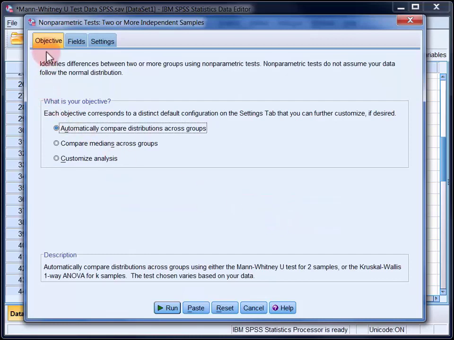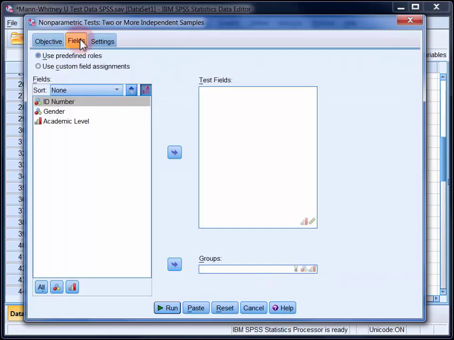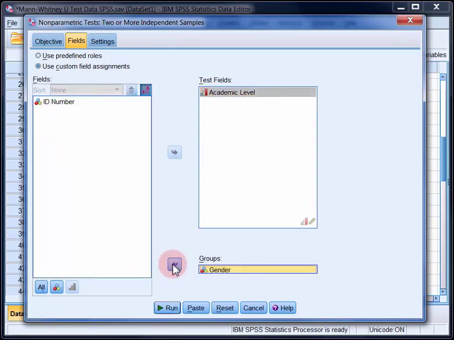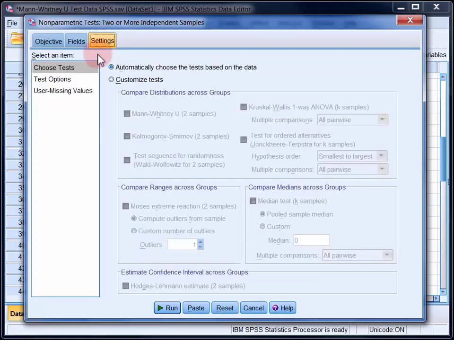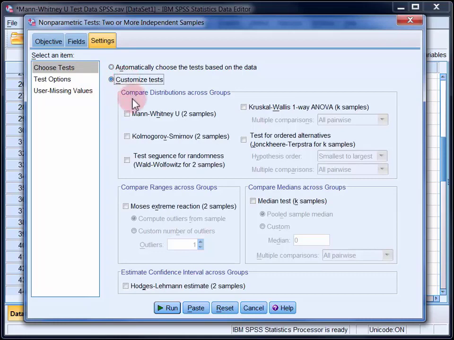Now under the Objective tab, select Customize Analyses and then move to the Fields tab. In the Fields tab, move the dependent variable, which is academic level, into the Test Fields list, and move the independent variable gender into the Groups list. And then in Settings, underneath Choose Test, select Customize Tests, and select Mann-Whitney U. And now you can click on the Run button and your output will appear in the viewer.